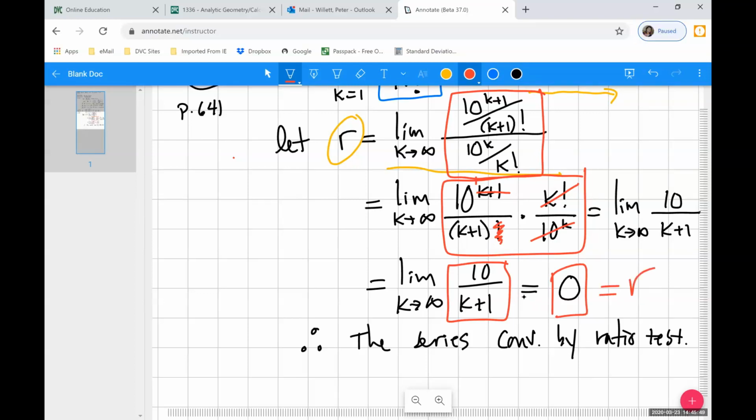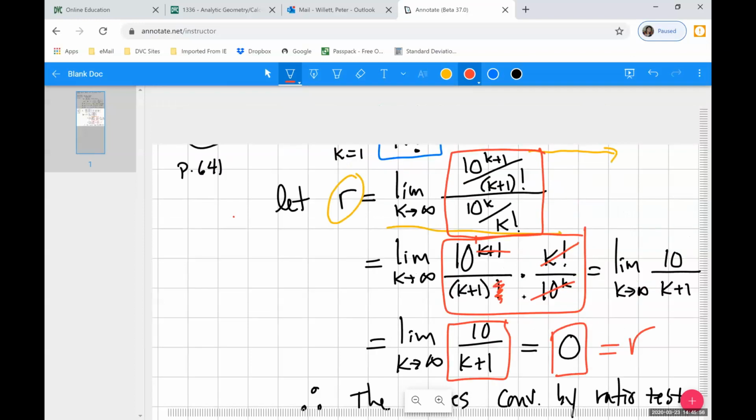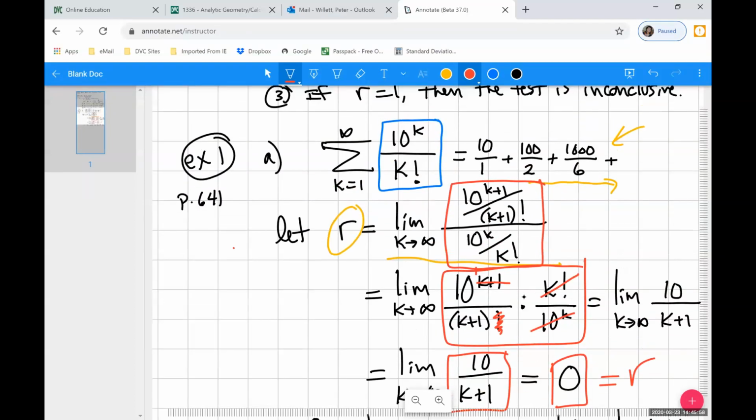Yeah, but when we originally set it up, how did we set it up? Like we had 10 to the k plus 1 over k plus 1 factorial. I see. Where did that come from? Yeah, where did that part come from? How we set it up?